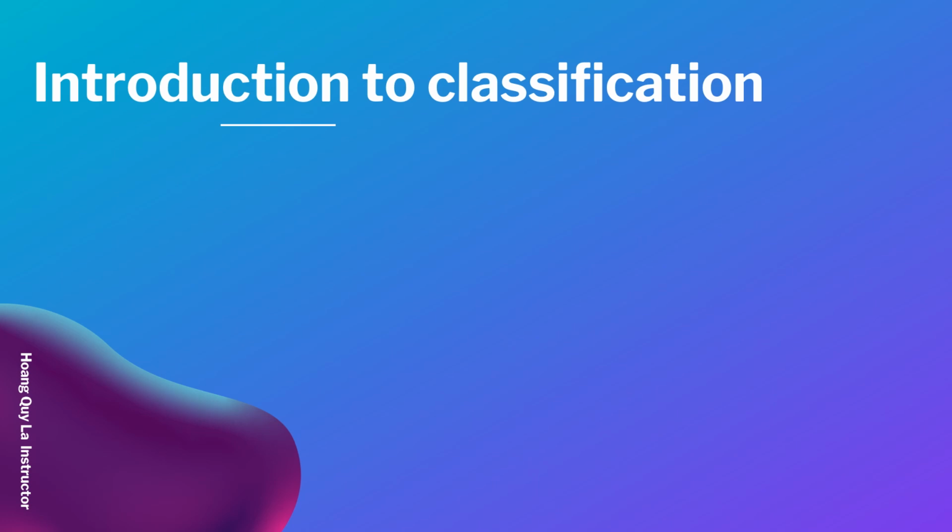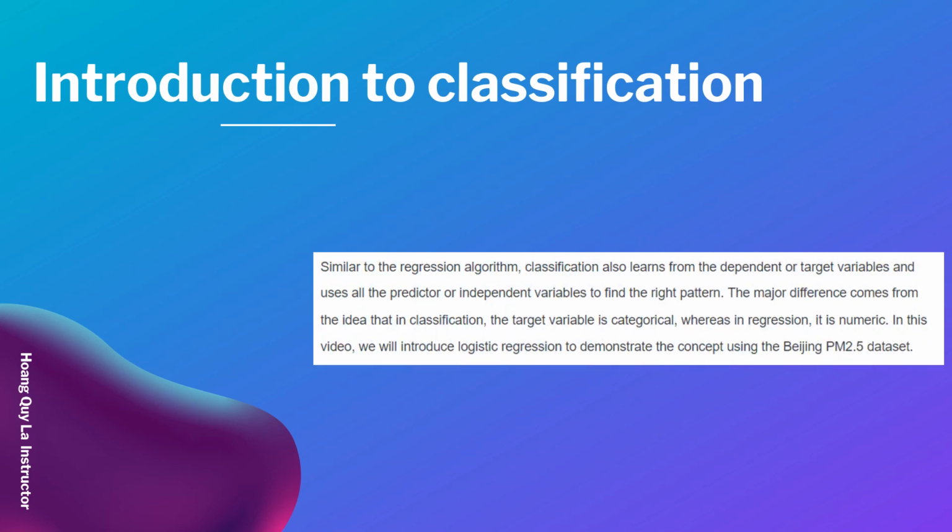Hi, let's continue with our class, and in this video I will introduce classification. Similar to the regression algorithm, classification also learns from the dependent or target variable and uses all the predictors or independent variables to find the pattern. The major difference is that in classification, the target variable is categorical, whereas in regression, it's numeric. In this video, we'll introduce logistic regression to demonstrate the concept using the Beijing PM 2.5 dataset.